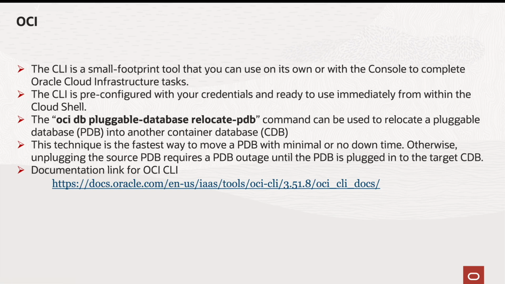The OCI CLI is a small footprint tool that you can use on its own by installing it onto a separate VM, or you can use it within the console of OCI to complete Oracle Cloud Infrastructure tasks for many of the OCI services. If you decide to use the OCI CLI from the inbuilt cloud shell of the console, then it comes pre-configured with your credentials and is ready to use immediately. If you decide to use it as a standalone tool, then you'll need to pre-configure authentication before it can be used. Today we're going to look at the OCI DB pluggable database relocate-pdb command.